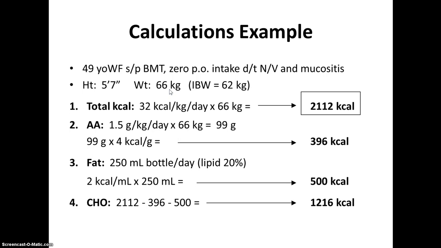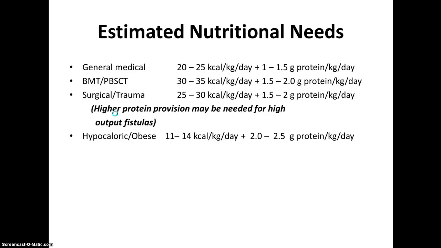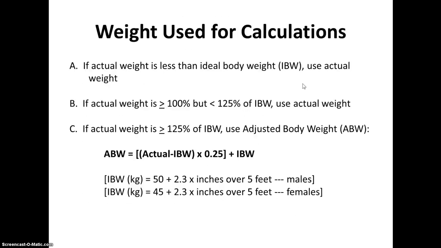If she was greater than 125% ideal body weight, we would use that adjusted body weight equation that I showed you a few slides back. So first thing, number one, calculate total kilocalories. From the slides back here, bone marrow transplant: 30 to 35 kcals per kilogram per day, and the protein dose, 1.5 to 2 grams of protein per kilogram per day.